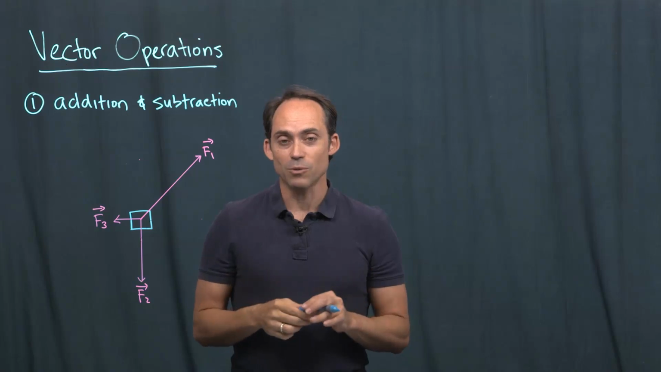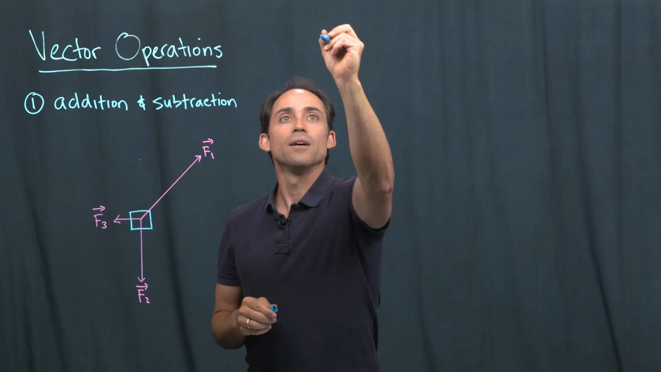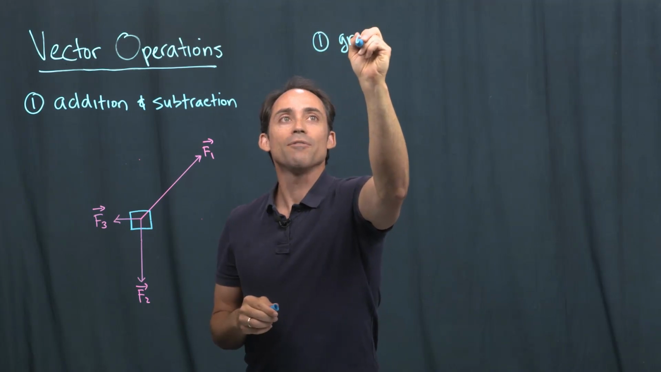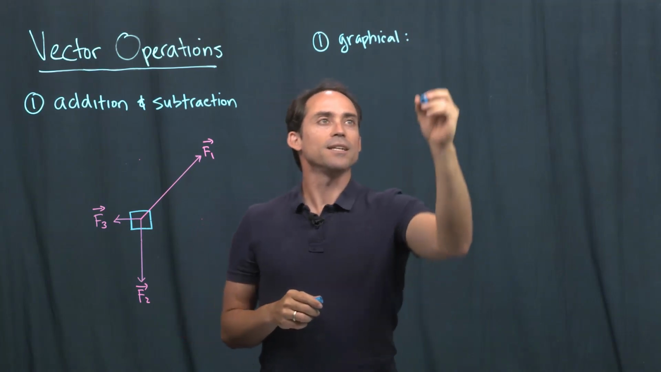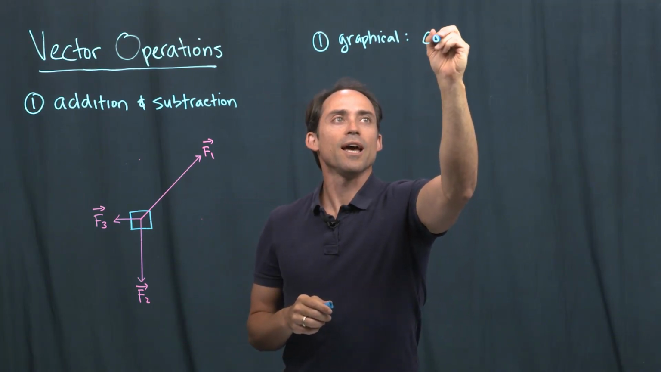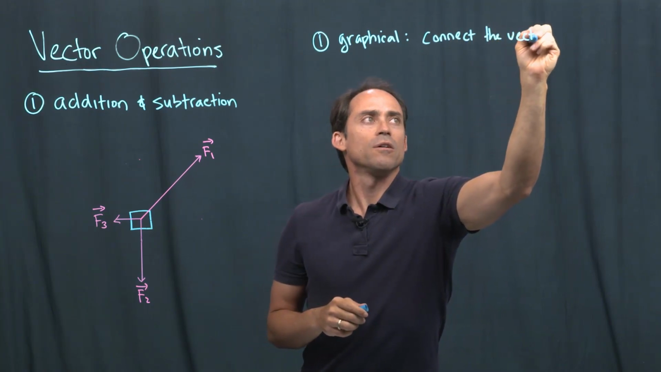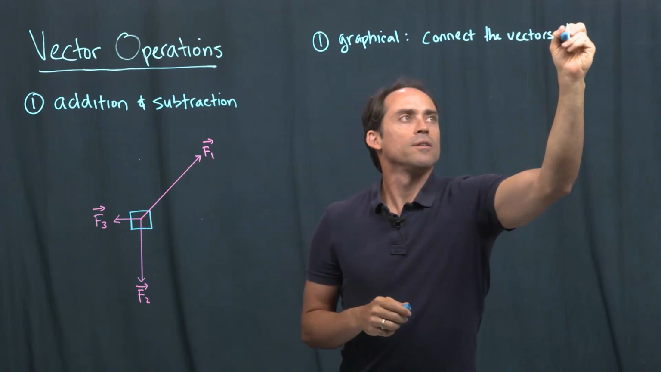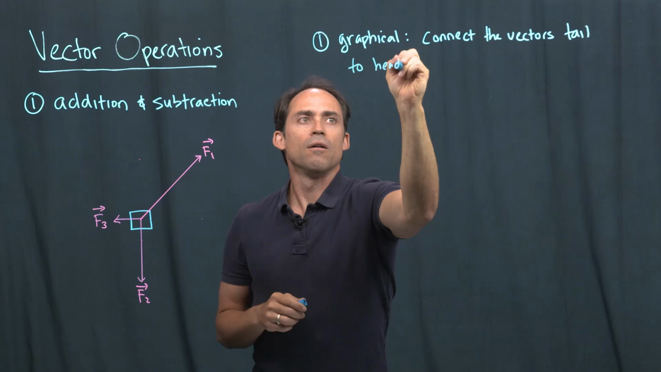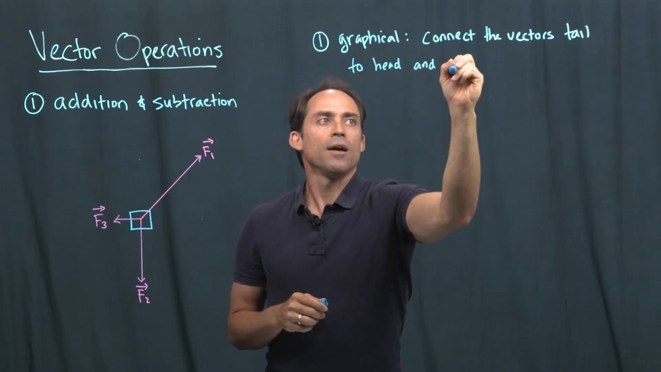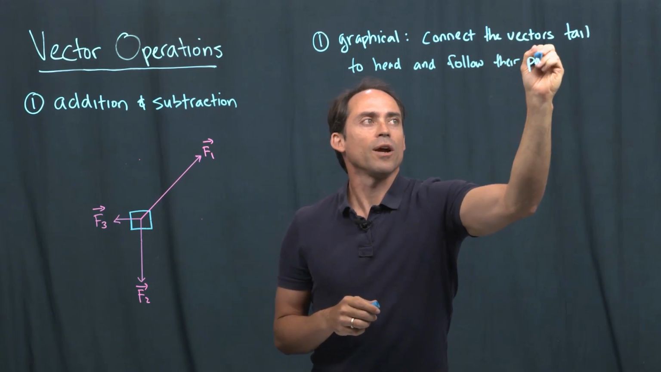But one thing we want to know at the end here to predict the motion of that object is what is the net force? What is the sum of all these forces acting on this object? So we have a couple ways that we can do this. The first thing we can do is just do this graphically. So our first technique is going to be graphical. And the basic idea is that we just want to connect the vectors tail to head and follow their path.